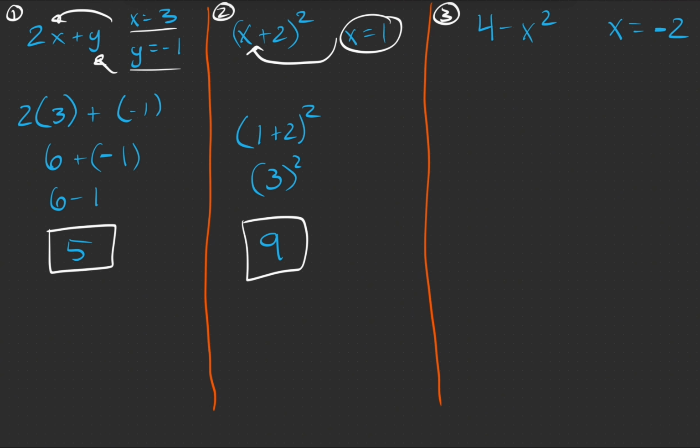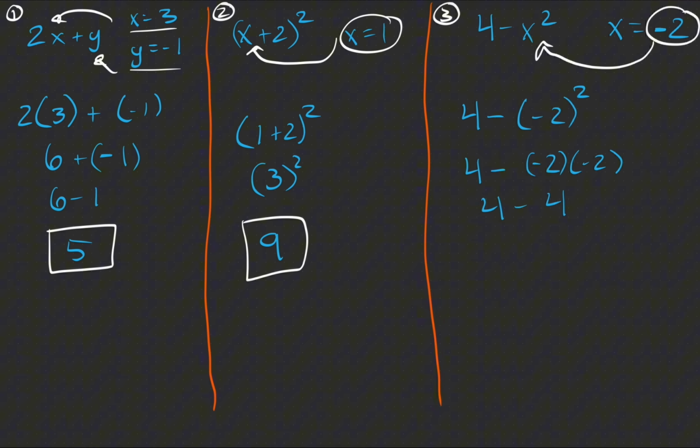For problem 3, we have 4 minus x squared where x equals negative 2. This is one of those ones where it's important to understand that our value for x here is negative. So we have to square that entire value. So let's plug in 4 minus the whole value of x, which is, in this case, negative 2 squared. This gives us 4 minus negative 2 times negative 2. Negative times a negative gives a positive, so this is going to be 4 minus 4, because 2 times 2 is 4. And this is going to give us 4 minus 4, which is 0. So this expression evaluated to be 0.